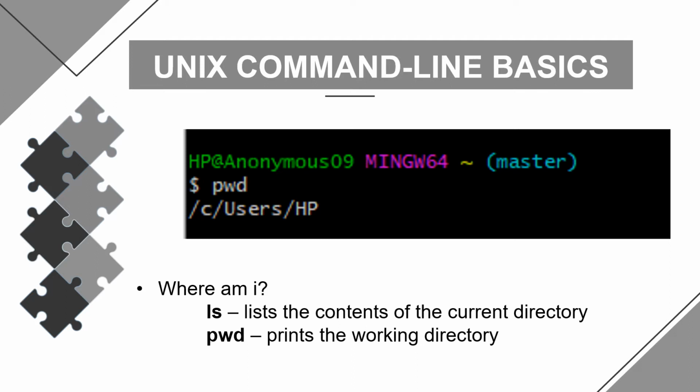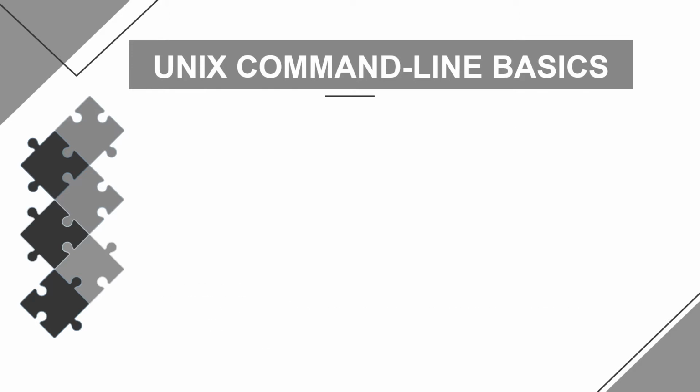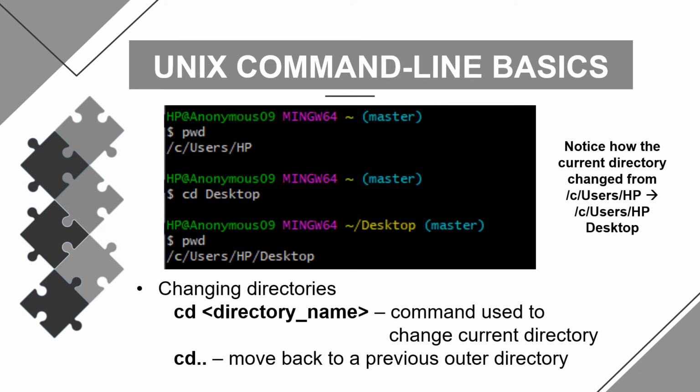pwd and ls commands can be used to find at which directory you are in and show the list of files and folders that is available in your current directory. cd command allows you to jump to the directory you want to go in by typing it after the said command. For example, cd desktop. cd with a double dot, however, allows you to move back to an outer directory if there is any.